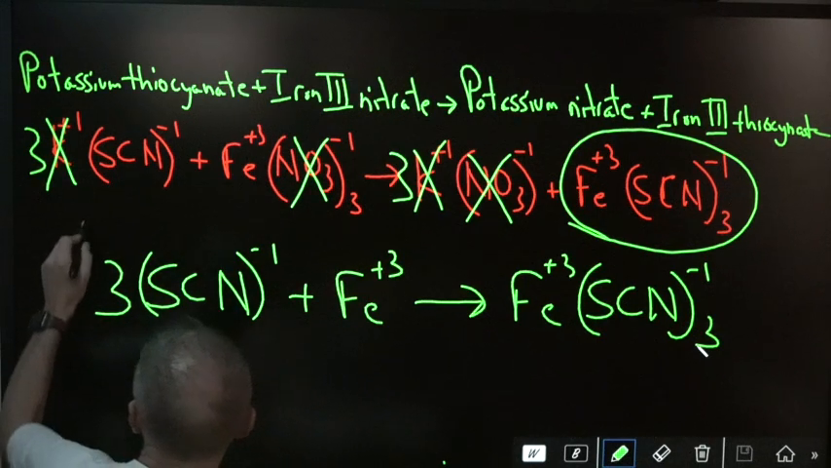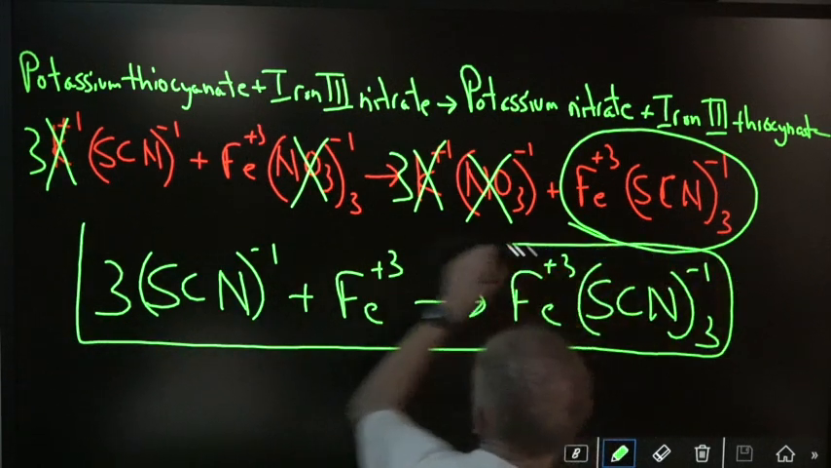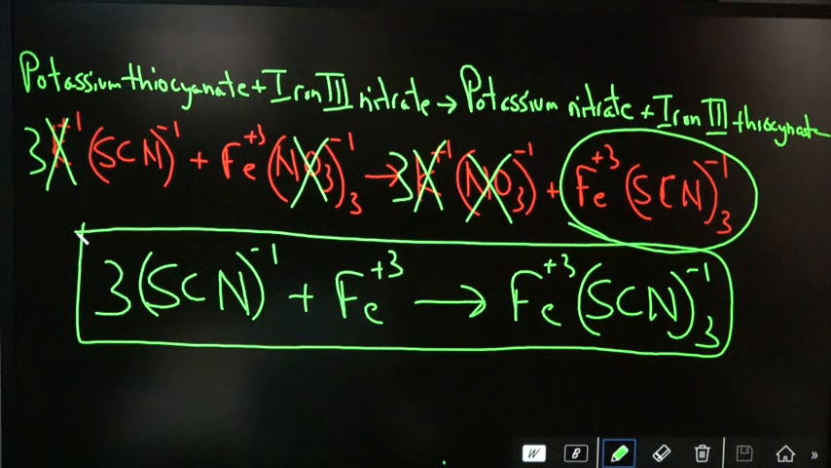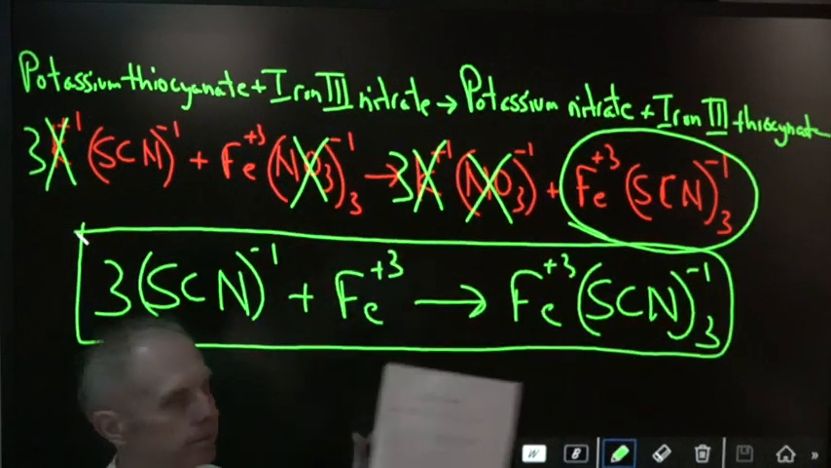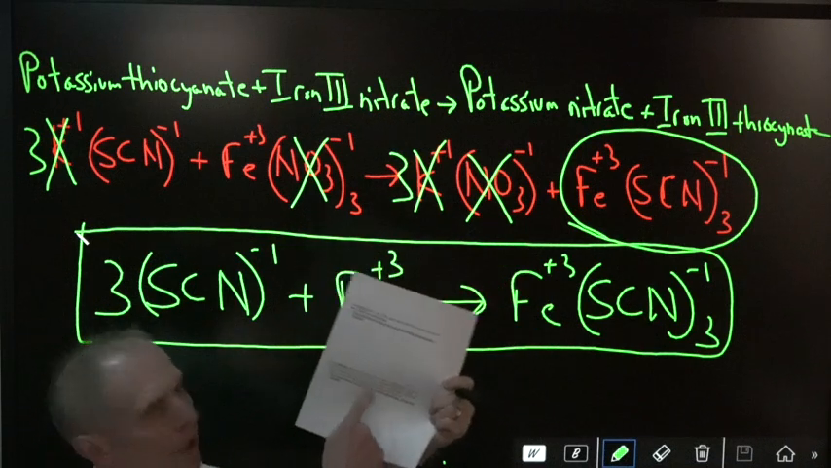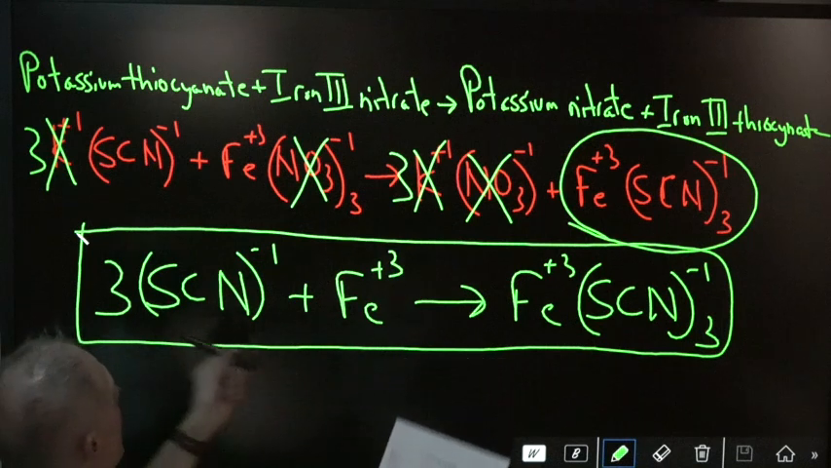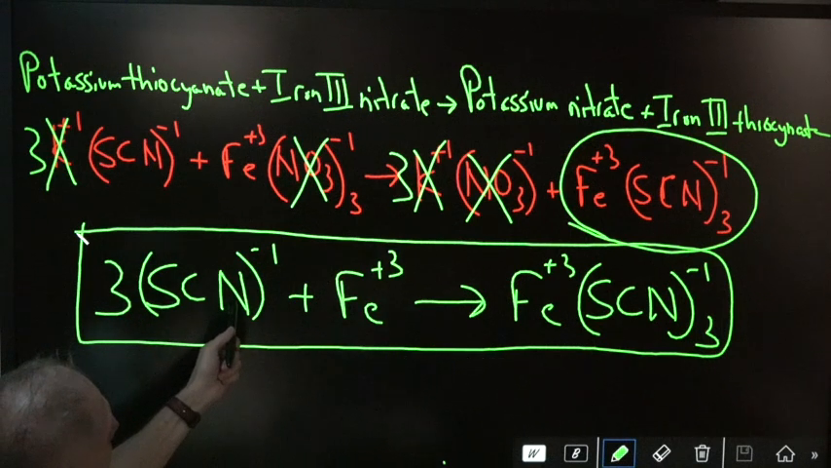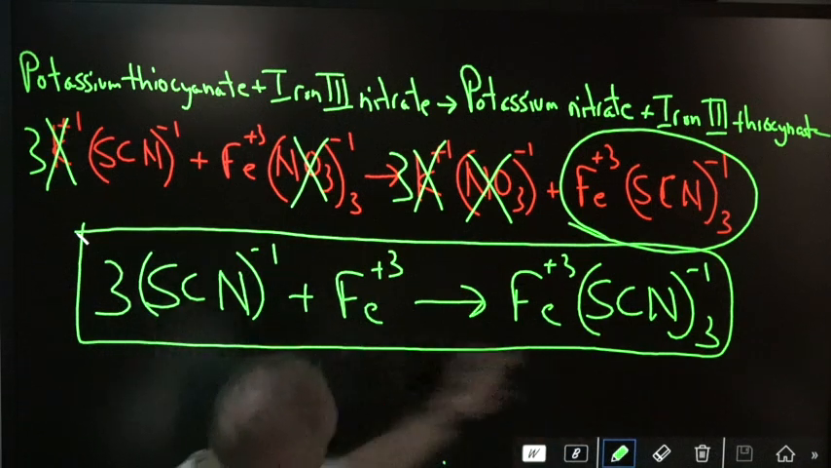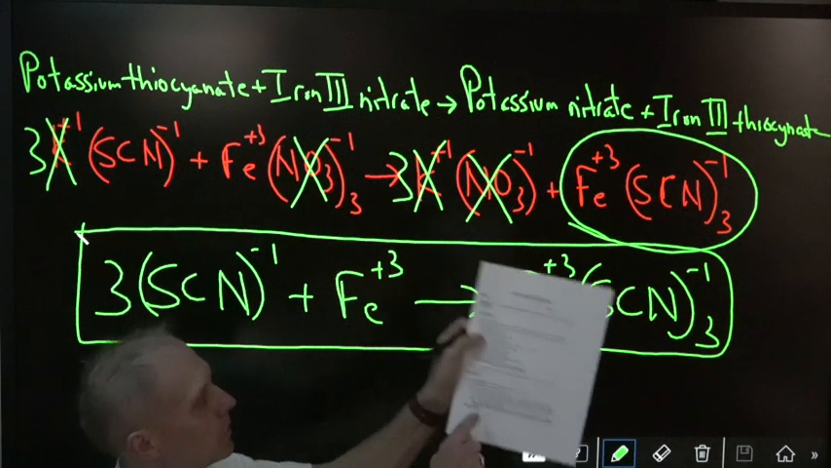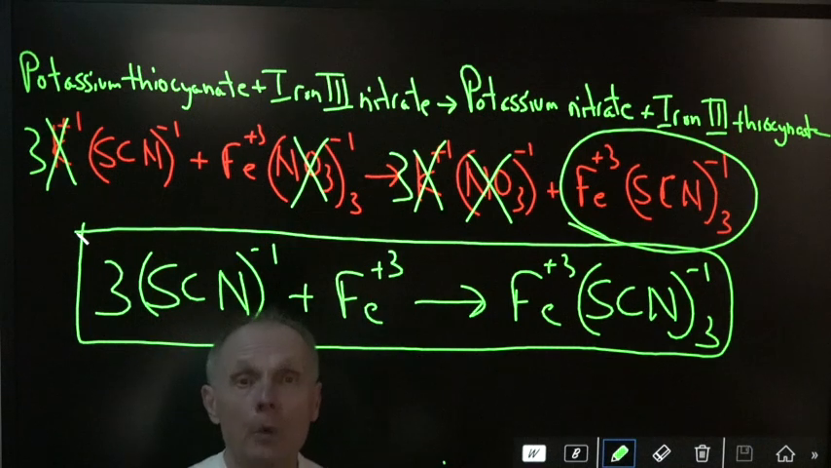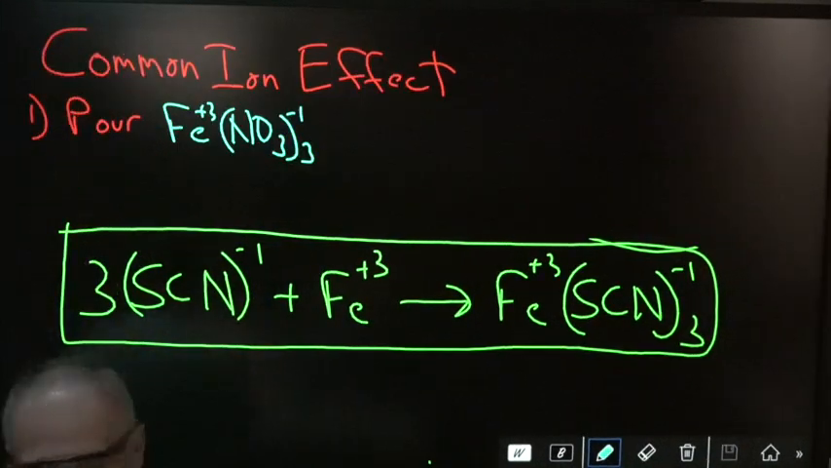Now, what you're going to do now is this. On your paper, right here, for conclusion number 1, number 2, and number 3, I want you to write down this right here. 3 SCN minus 1 plus Fe plus 3 yields Fe plus 3 SCN. I want you to write that. That's circled right here for number 2 and for number 3, if you will do that right now. All right, so here we go.